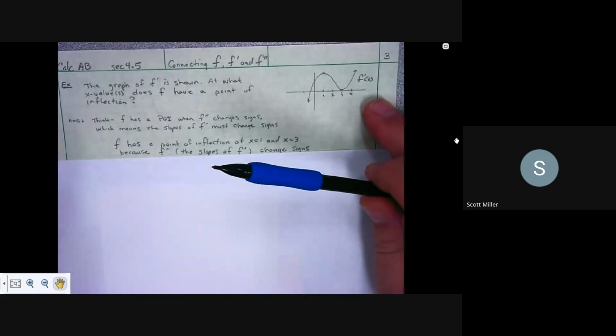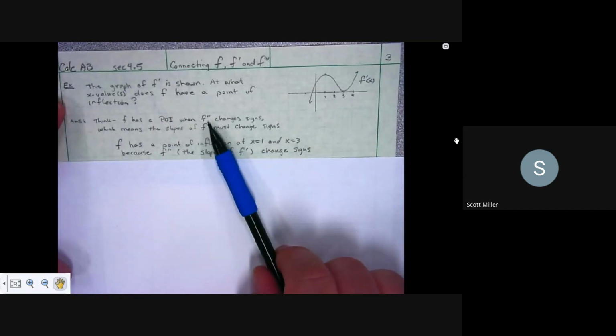So let's do a reveal here. What should I be thinking about? F has a point of inflection when F prime changes signs, which means the slopes of F prime must change. Okay, so I must go, here is positive, here is negative, correct? The slopes of F prime. So these slopes are positive, these slopes are negative, so it happens at the relative extrema on the derivative. F has a point of inflection at 1 and at 3 because F double prime, the slopes of F prime, change signs. So that's a way you can address it based off of what you see.